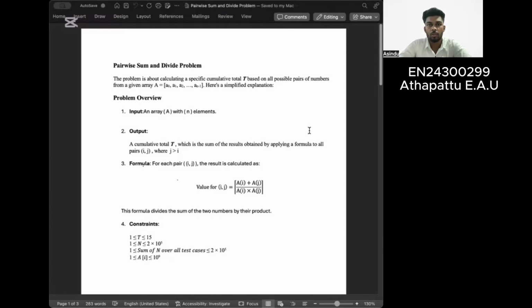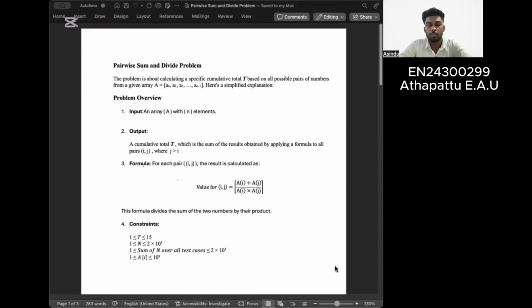Hi everyone. Today we are diving into a problem called the pairwise sum and divide problem. Given an array, let's call it A, with n elements. The goal is to compute a cumulative total T by applying a specific formula to pairs of elements in the array where the second index should be greater than the first. For each pair of elements, we calculate a value for i and j using the formula (Ai plus Aj) divided by (Ai times Aj). Finally, we sum up these results for all pairs to get T.